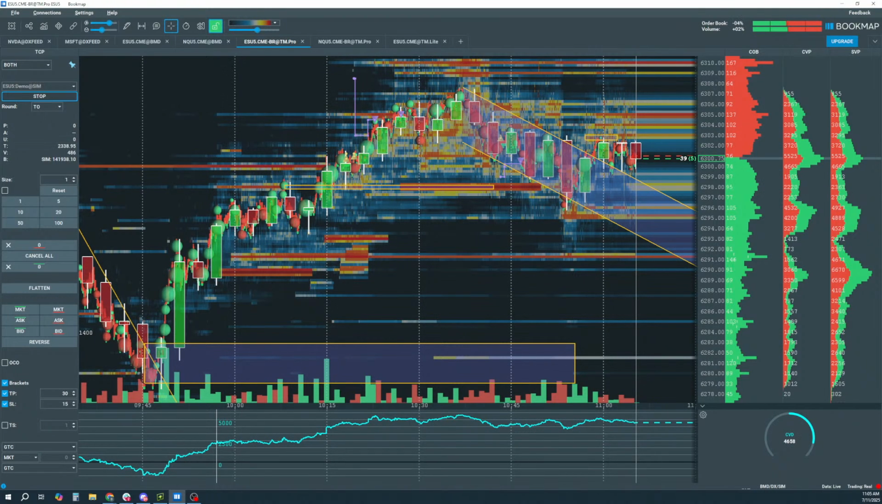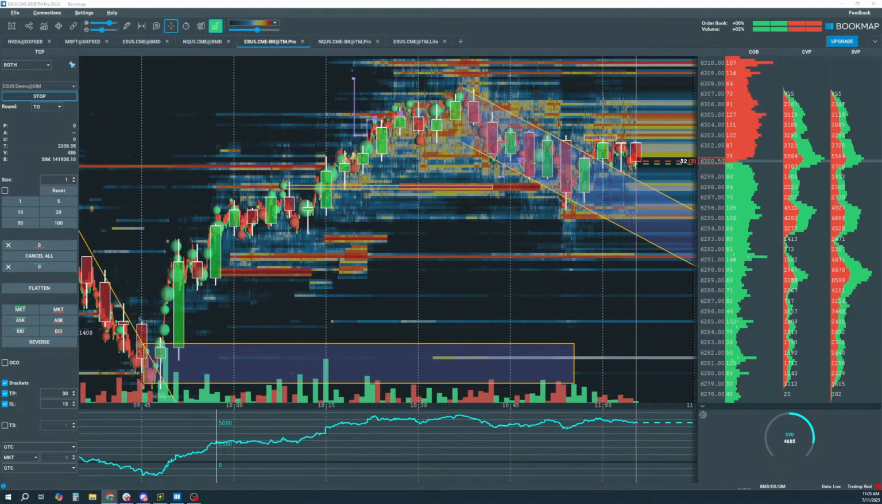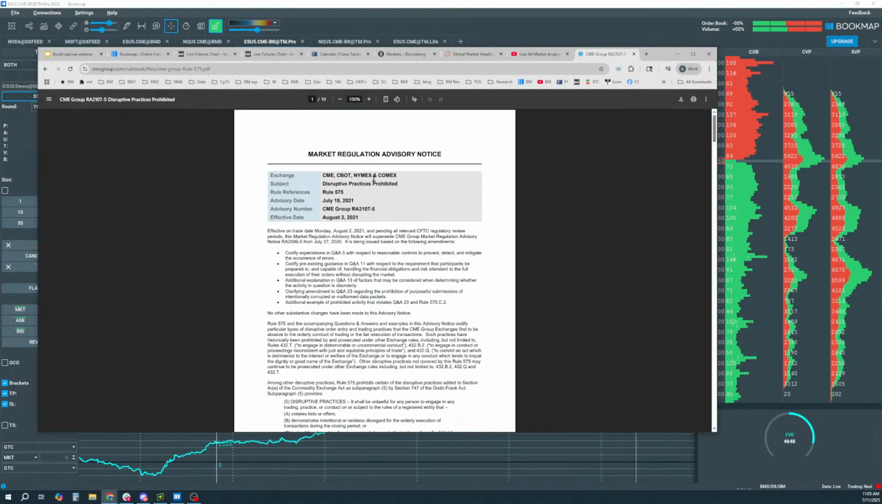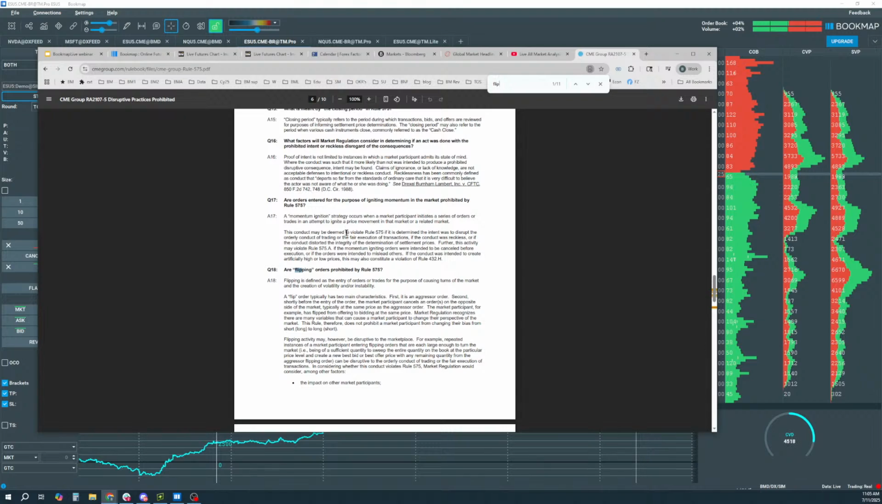I mean, look, we can look right at the CME rule 575, and we can even bring it up in here in the PDF, and they will describe it. Yeah, here it is here. I'll even put the link into the chat for you. You can even do a search in here for it, right? Control F, flip, and they call it flipping of the book. Here, flipping. Are flipping orders prohibitive?